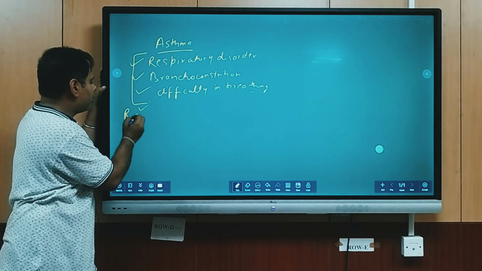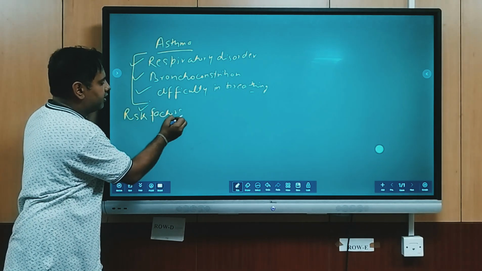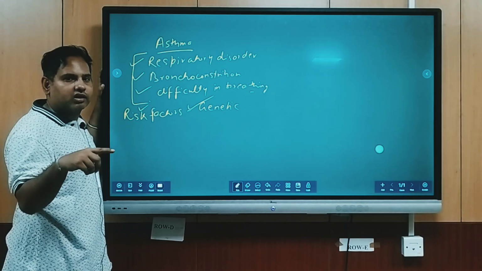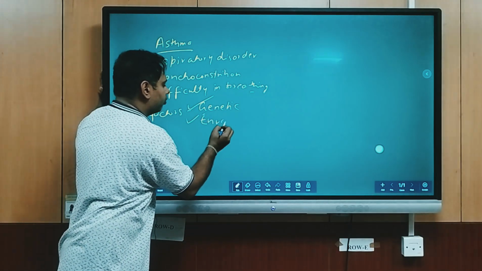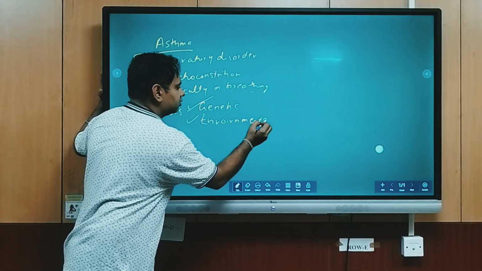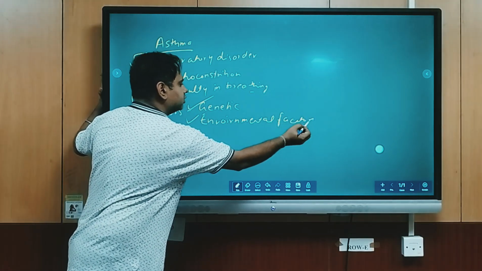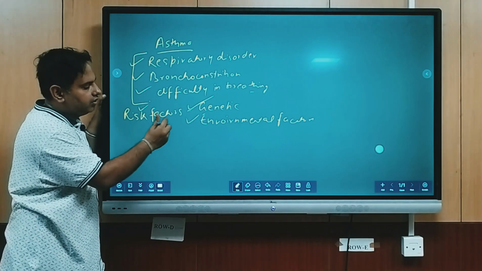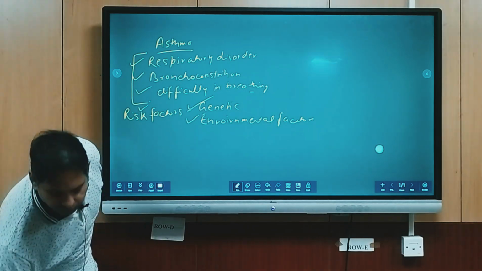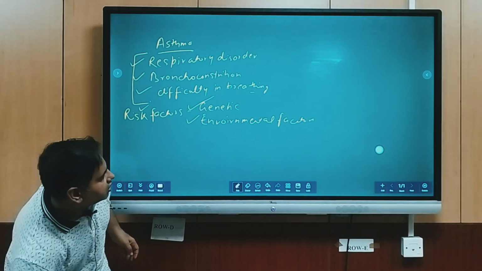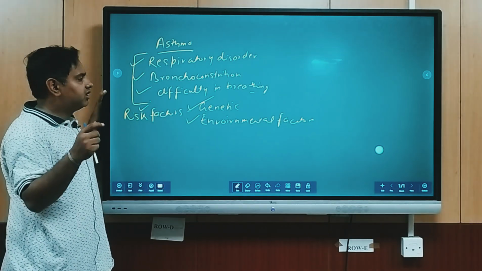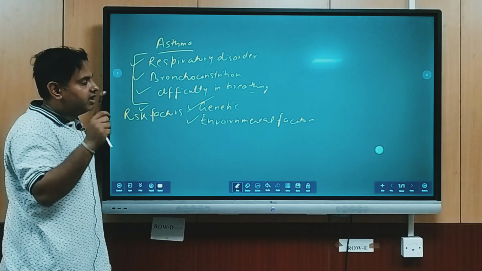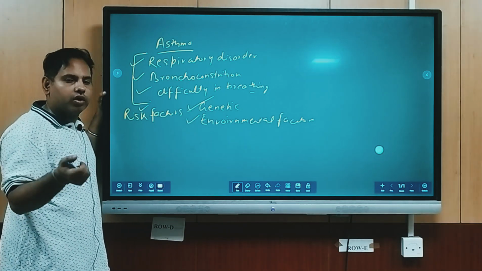Next is risk factors. When we talk about etiology or risk factors of asthma, there are genetic factors. I told you that in most diseases, there is a genetic factor, and environmental factors also play a major role in the disease. When someone in a family has asthma, and environmental factors interact with that particular genetic makeup, it will result in development of the disease. So the exact etiology is unknown, but of course genetic factors and environmental factors play an important role in the development of this disease.